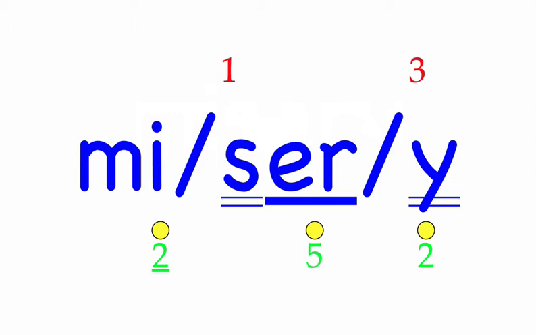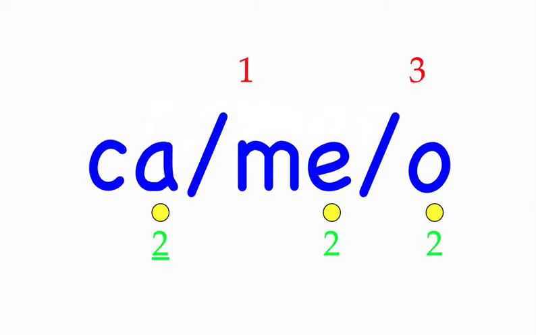Row 2, cameo. The famous actor made a cameo appearance in the movie. Cameo. First syllable ka, 2 sounds: K, A. Me, 2 sounds: M, E. O, 1 sound. Cameo. Pause the video, mark the word, and then advance the video.